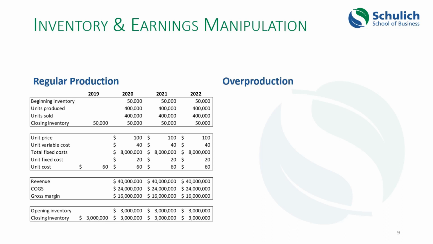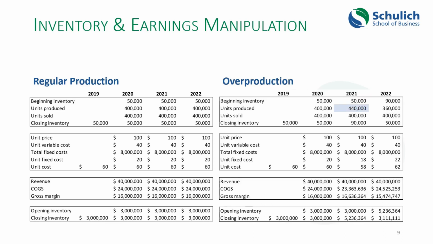Here is the overproduction highlighted right there for you. So all that happened was in 2021, the company decided to produce 40,000 more units than it needed. And you can see it's compensated for the following year by producing 360,000. So the total amount produced over the 3-year cycle is the same. What's the roll-on effect of this?